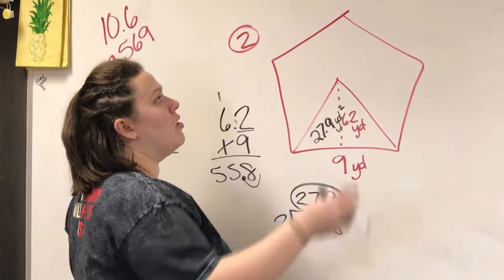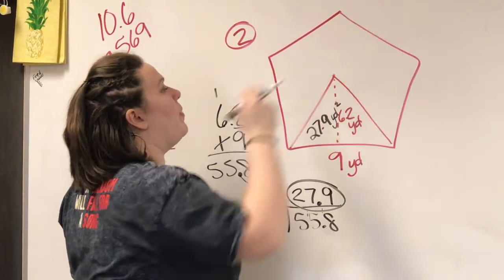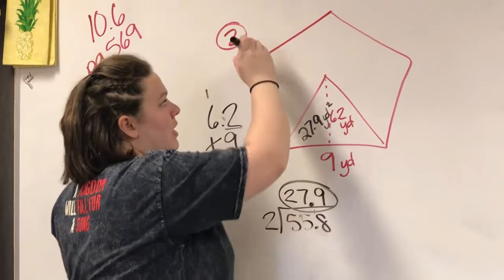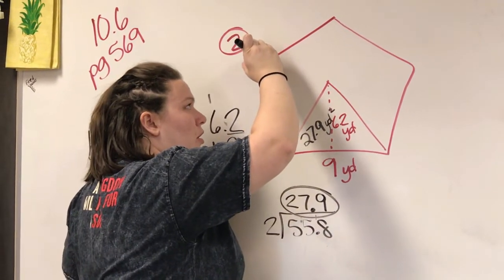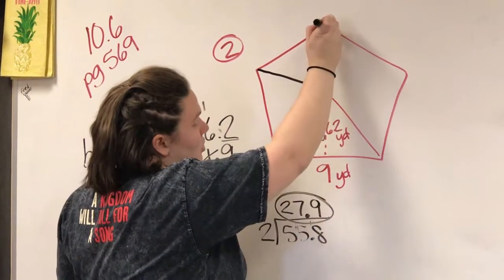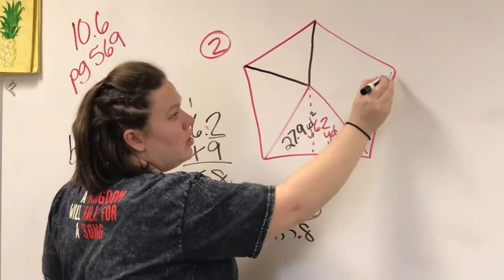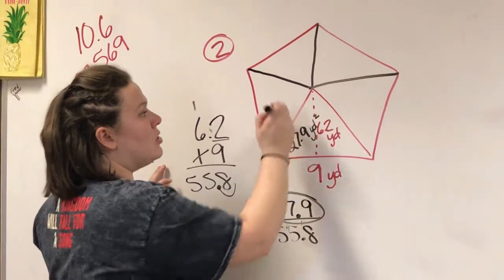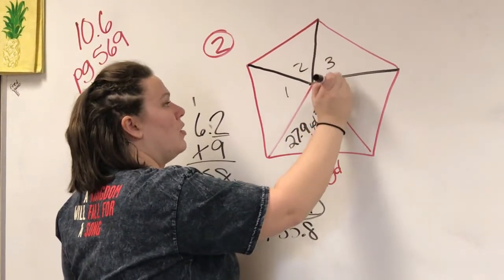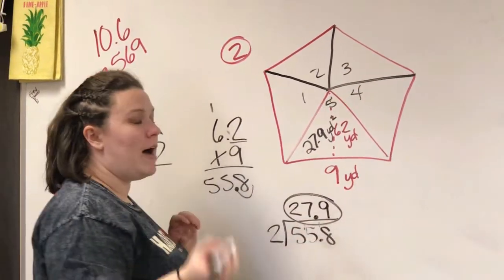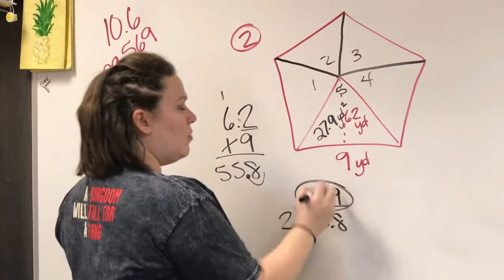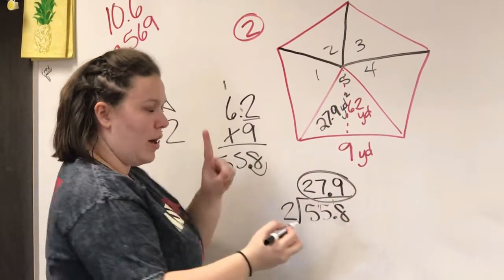However, it wants to know the area of this pentagon. What I like to do is I like to take every corner and bring it to the middle. Here's a corner, bring it to the middle. Corner, bring it to the middle. And we already have that corner done. And then you just label it. 1, 2, 3, 4, 5. There are 5 triangles here. You take how many triangles and you multiply it by the area of that one triangle.